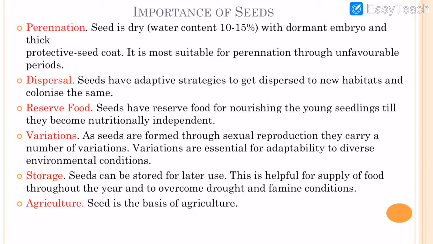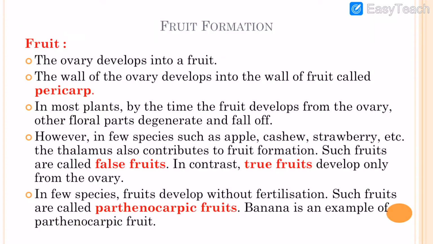They also help in dispersal, so that the plants can grow over a wide range, in new habitats. They also store food, and they carry variations from one generation to the next. We also use them. Mostly we store the grains. If seeds were not there, we would not be able to store them, and so they are the main basis for agriculture.